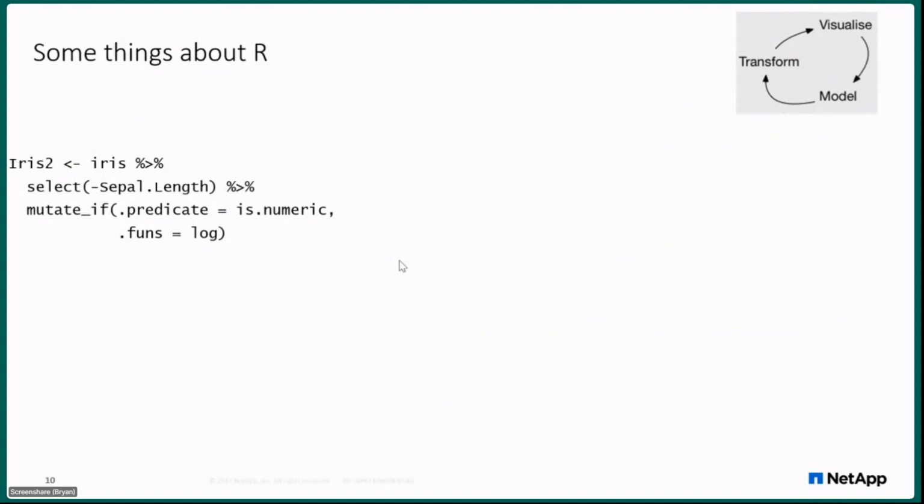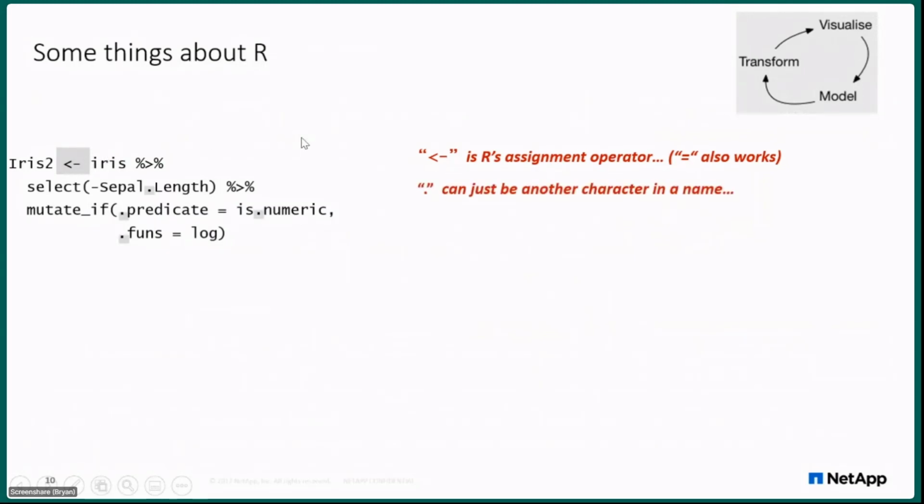Before I go into that example, I want to go over a few quick things about R in case you haven't seen the language. One is that this less-than minus sign represents the assignment operator. You could also use an equal sign, but this represents an assignment operator here. Another thing to know is that dots in R don't necessarily mean anything special. They're just like any other character. There are some conventions around how they're used, but they don't actually represent anything.